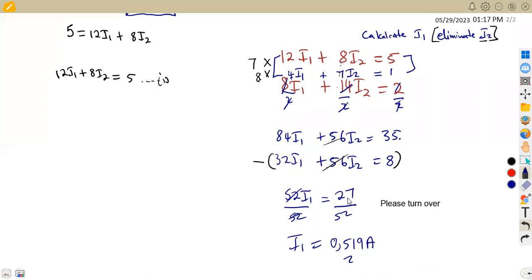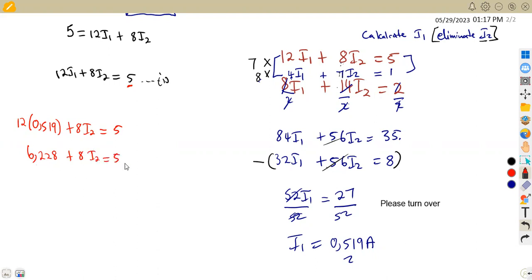To find I2, you can substitute this value into any of the equations that we have got here. I prefer this equation, but you can use any equation of your choice. So you substitute here: that is going to be 12 times I1, which is 0.519, plus 8 I2, which gives us 5. So we can calculate I2 from there. Multiply 12 times 0.519, which gives us 6.228, plus 8 I2, which is 5.